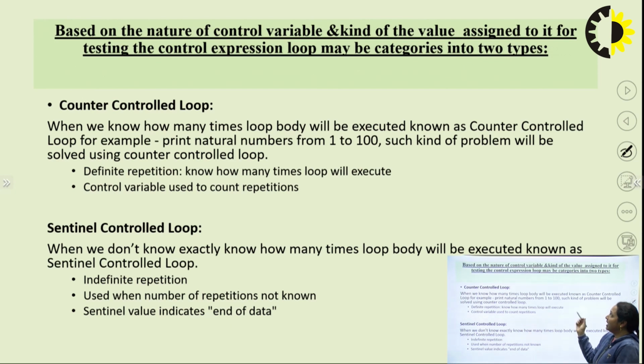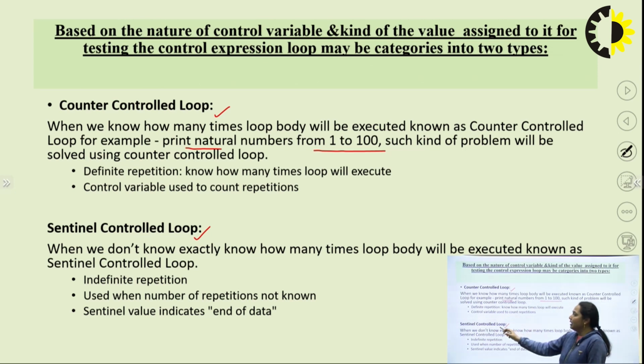Next, based upon the nature of the control variable which is provided within the condition statement, we have counter control loop and sentinel control loop. Counter control loop means we can easily count how many times a loop is going to be executed. For example, print natural numbers from 1 to 100. In this case, I want to write a loop that will execute 100 times and each time print numbers starting from 1 till 100. So I can easily count how many times the loop is going to be executed. It is going to be executed 100 times.